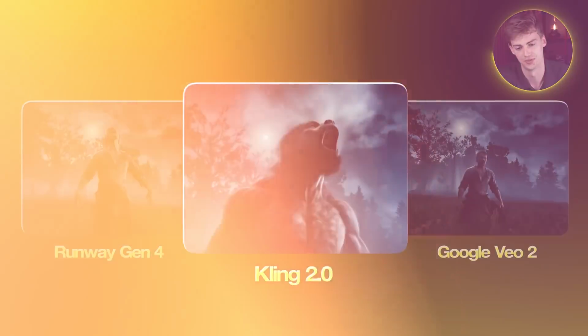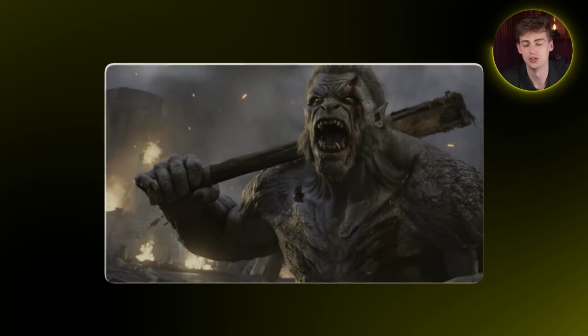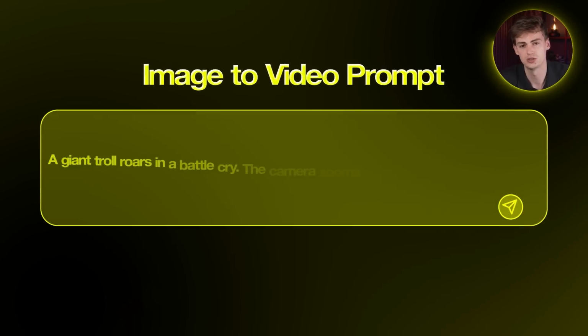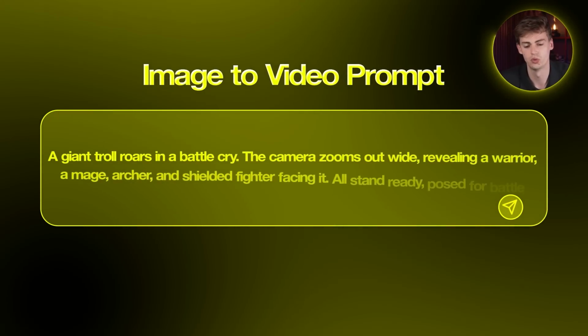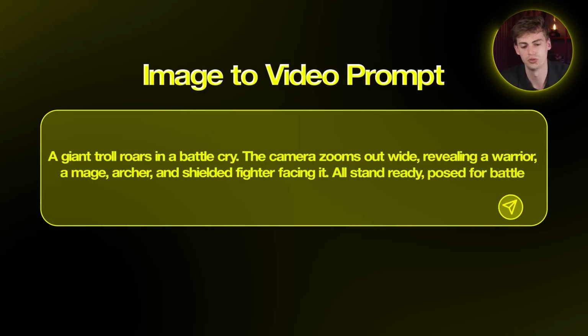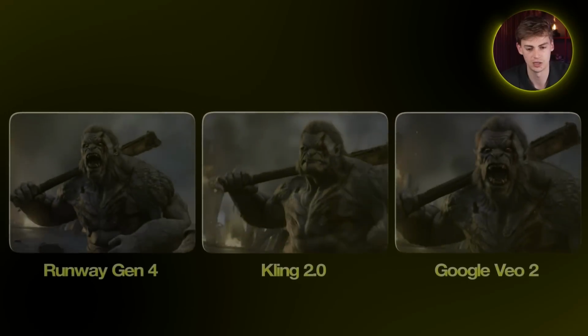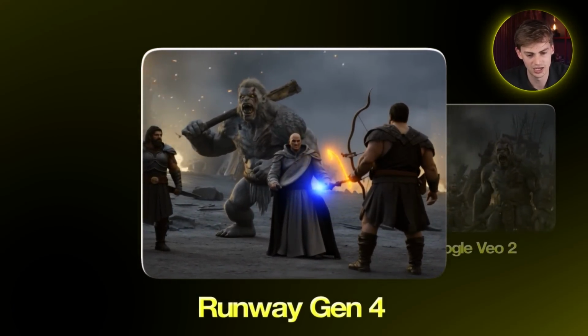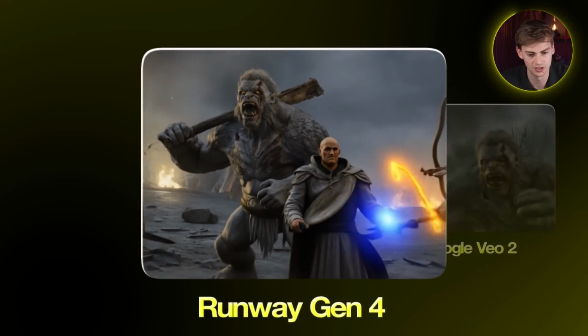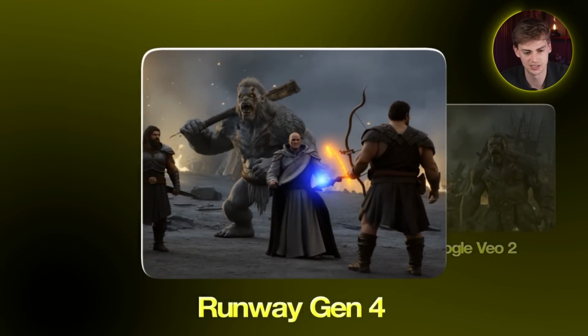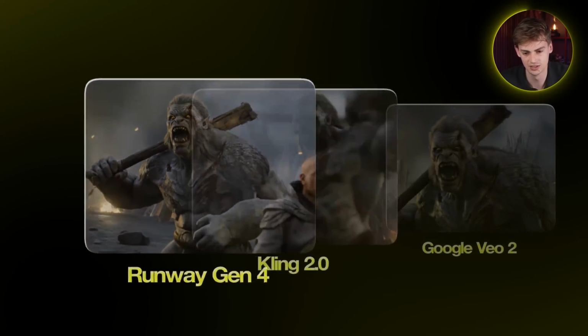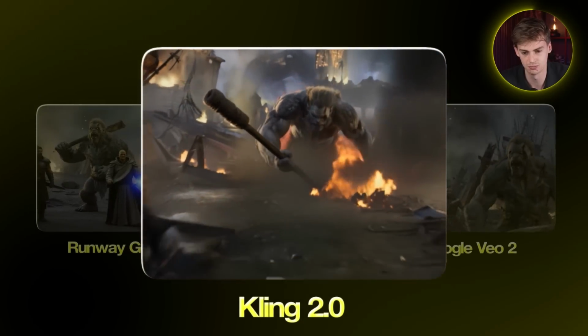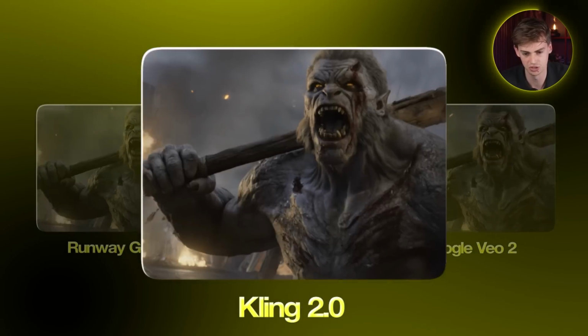Moving on, we got this image of a troll, and I want to do a camera zoom out where it reveals more of the people that are on the battlefield. So let's take a look at what we have created. We have Runway Gen 4. It looks a bit strange. We have different characters in there, which is cool, but they're not fighting and they're standing pretty statically. So not that great.